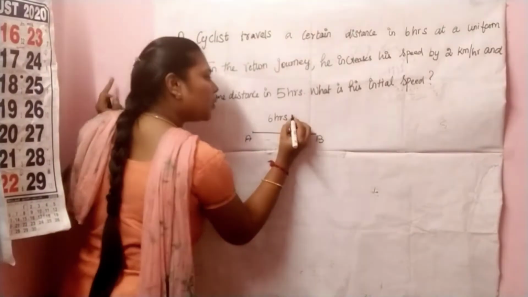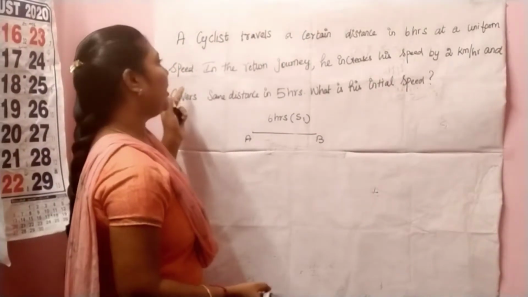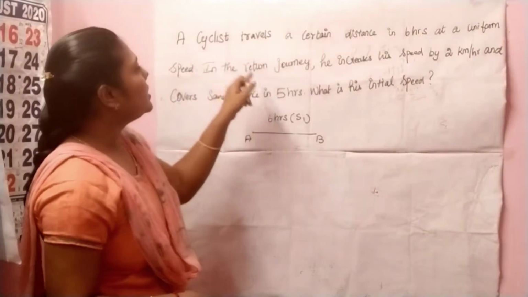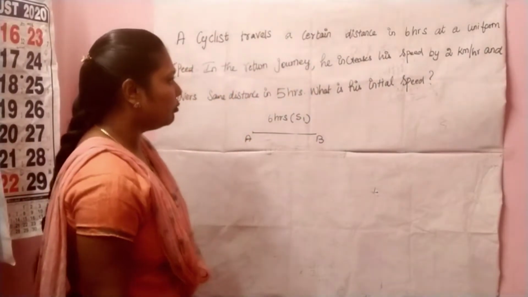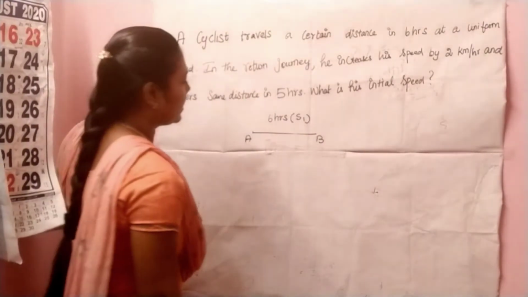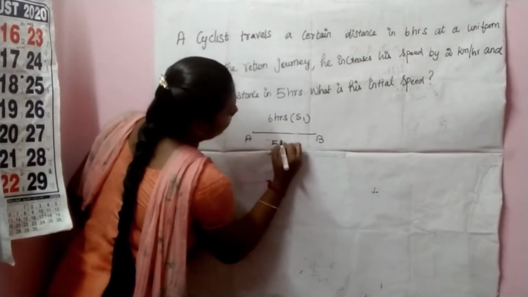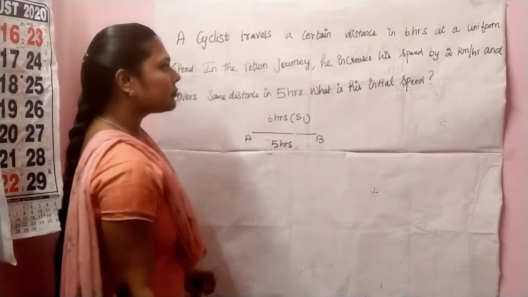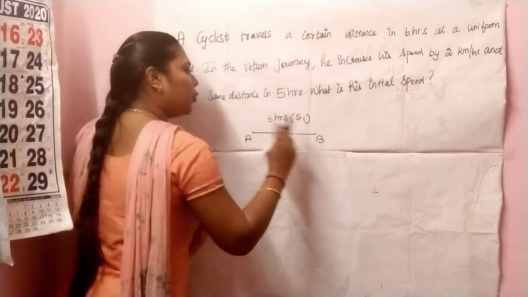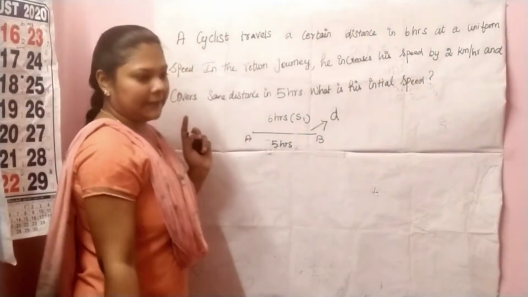So I am assuming that as S1. I don't know the speed, so I am assuming S1. And in the return journey, he increases his speed by 2 km per hour and covers the same distance in 5 hours, which means from B to A, he took 5 hours, and covers the same distance, which means from A to B and B to A both are the same distance. I am going to assume that as D.